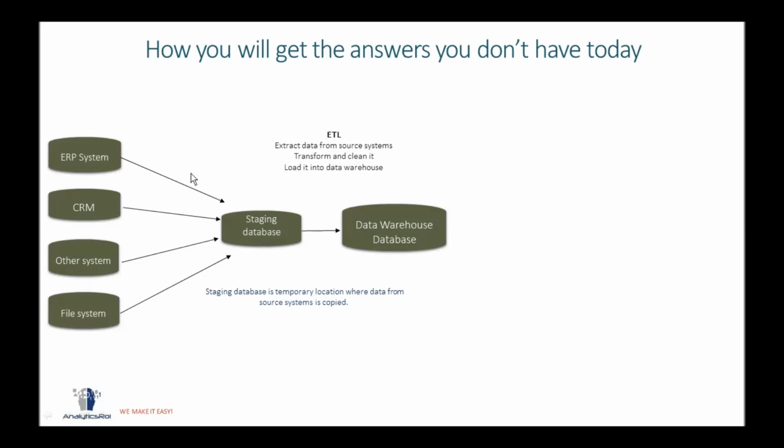Now, in order to have the answers to the many questions that business people and decision makers might have, but really can't get the right answer to today, what we do is we extract the data that is spread across all these different systems in the organization. Then we transform it and we clean it. And lastly, we load it into a database called the data warehouse. So basically, we centralize all of the organization's data into a single unified database.